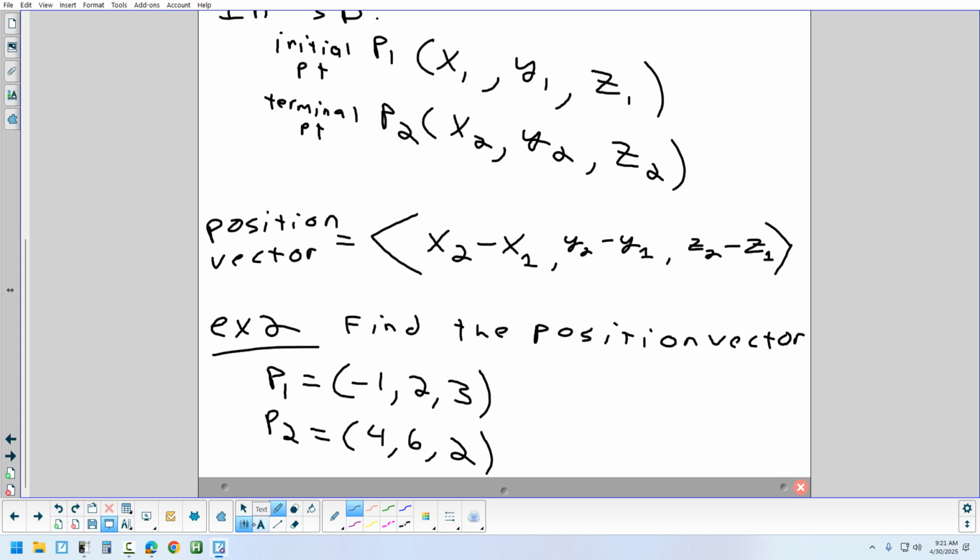All right, so they call the points P1 and P2. Which one is the initial point? P1. And the terminal point? P2. All right. So let's start with our formula.